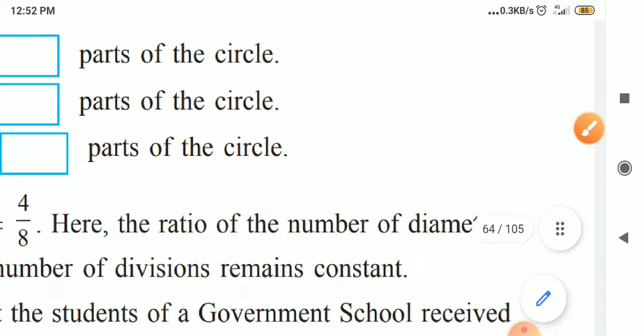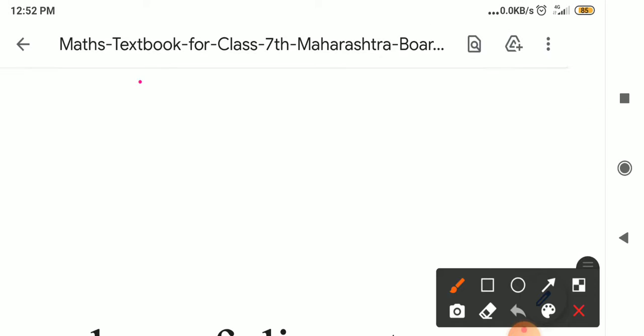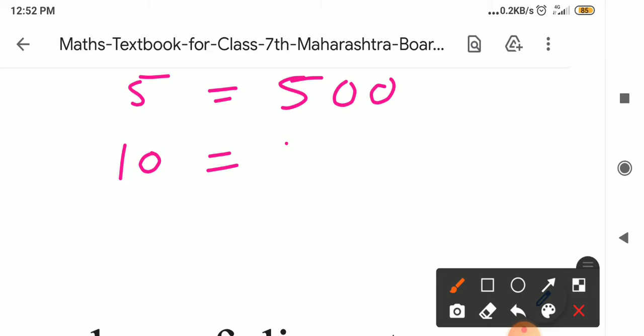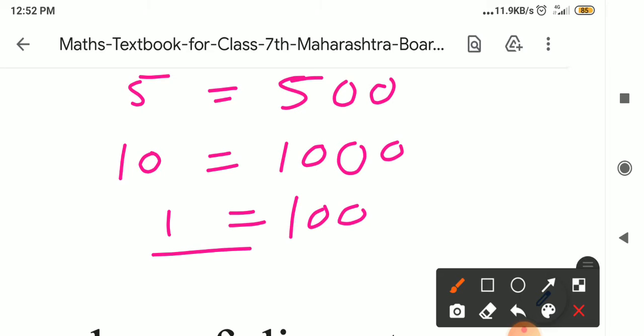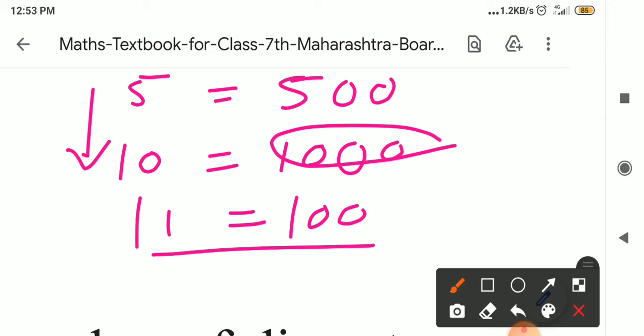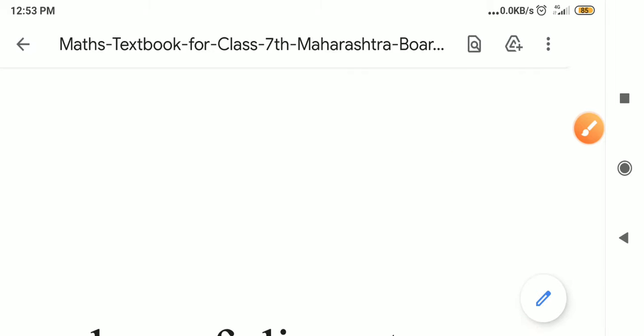For that I gave you an example. If 5 students are going for a trip, how many rupees do they have to collect? 500. This example is for direct proportion. If 10 students want to go for a trip, how much do they have to collect? 1000. If one student wants to go for a trip, what is his collection? That is 100 rupees. So here, when one quantity increases, the other also increases, and when one quantity decreases, the other also decreases. Such a proportion is called a direct proportion.